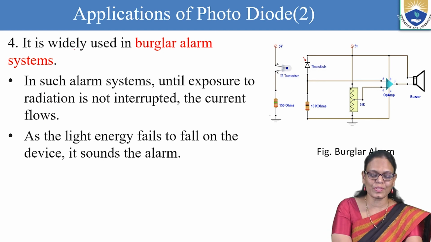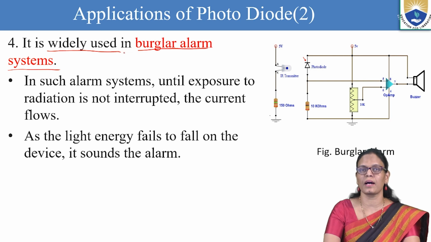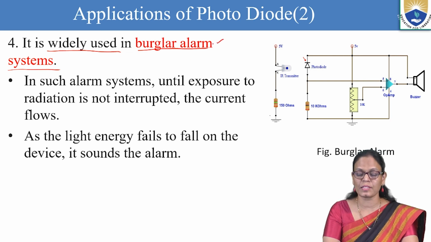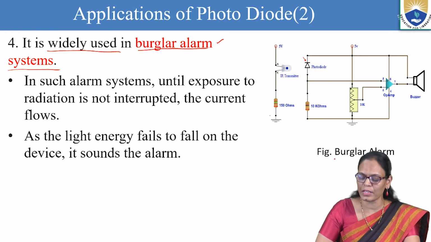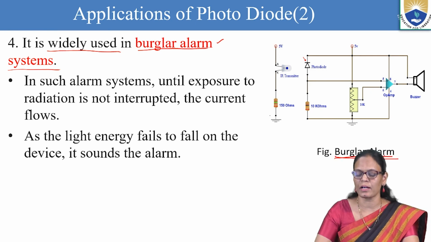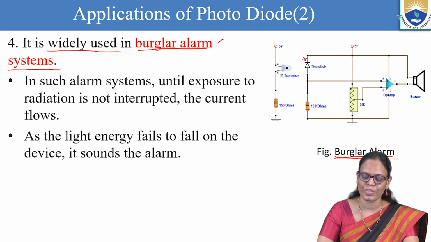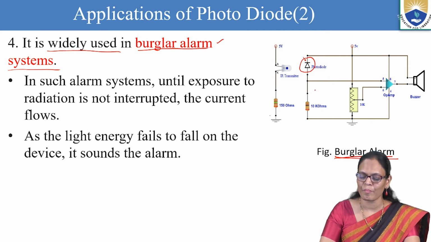Then it is widely used in burglar alarm systems. What are these alarm systems? You can see here the basic circuit for a burglar alarm. So, in a burglar alarm, what we have is a photodiode. This is the photodiode which is connected in reverse bias. We connect this photodiode in reverse bias. And in this circuit, you will have some fixed resistances to limit the current flowing. And there is an amplifier also, and it is connected to a buzzer.